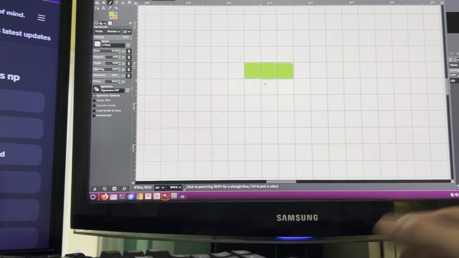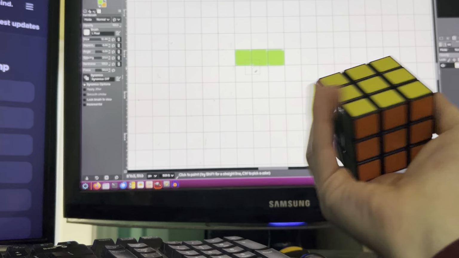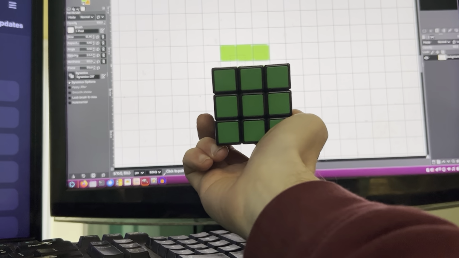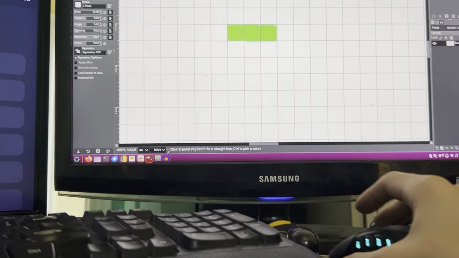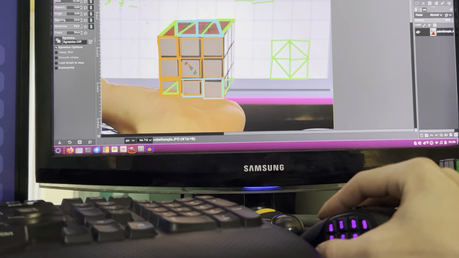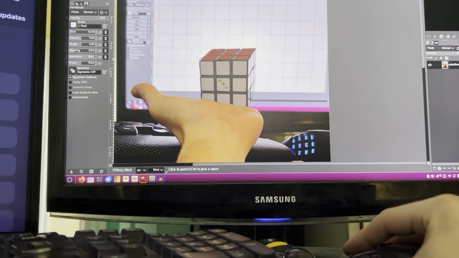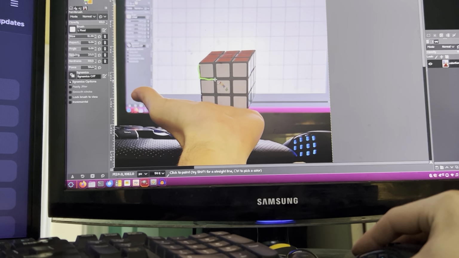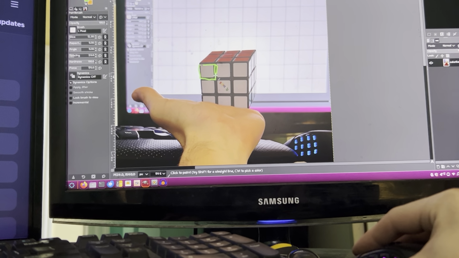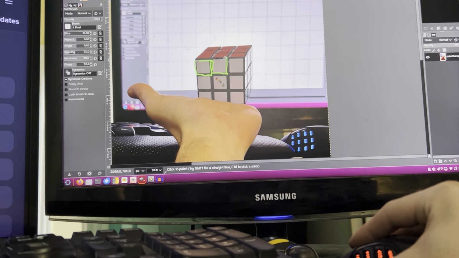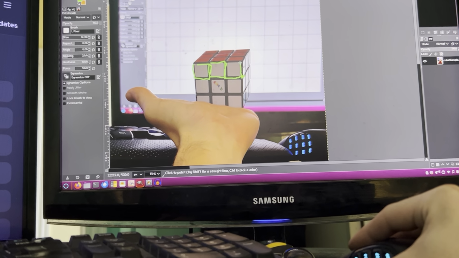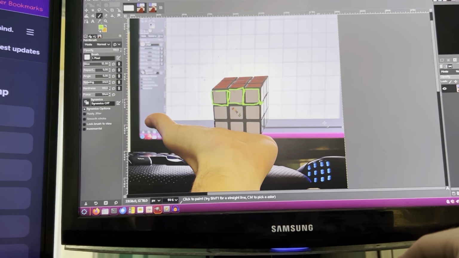What does this 3 represent? Let's say it represents the green side. Okay? Let's say it represents the top row of the 3 green. The top row, right here. 1 unit, 2 units, 3 units. Okay?